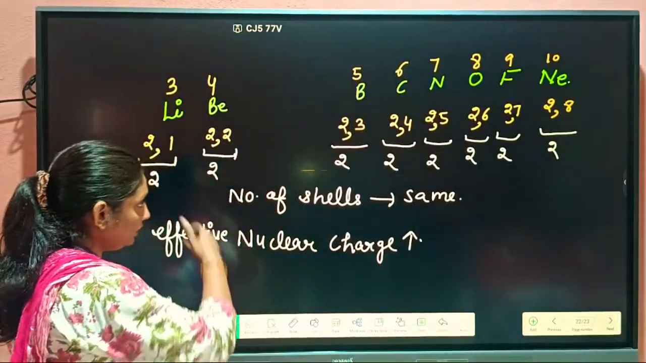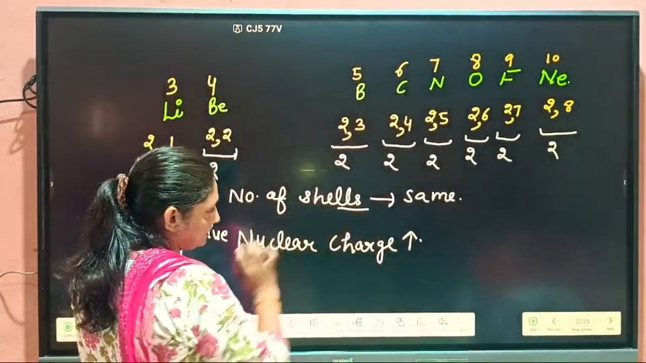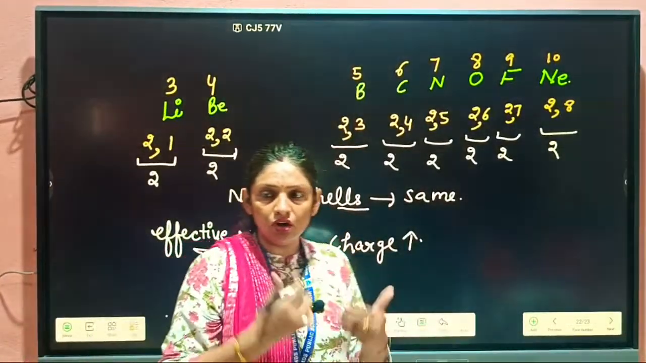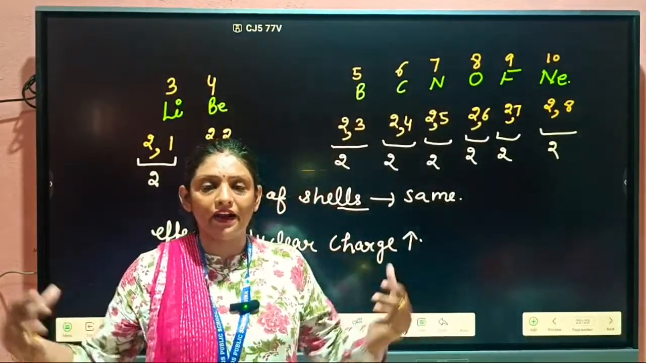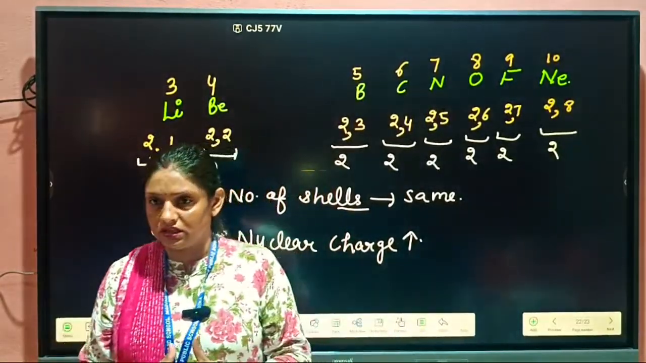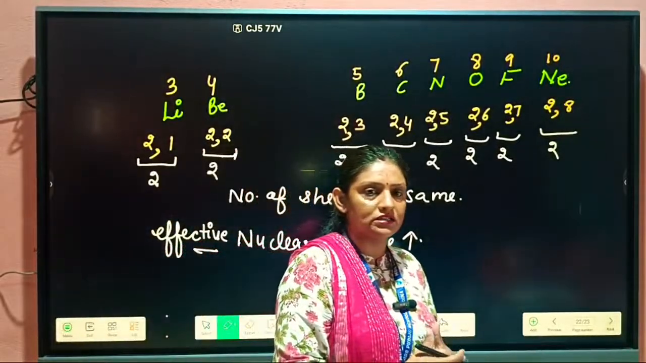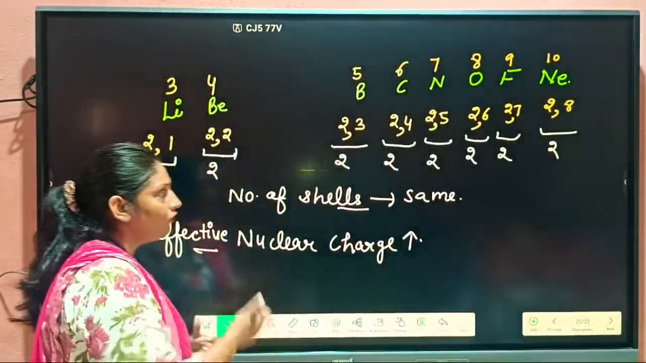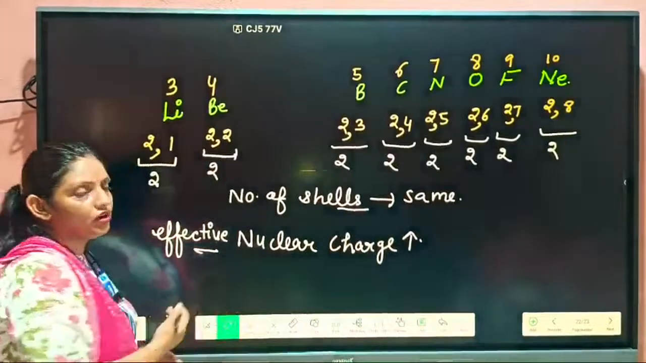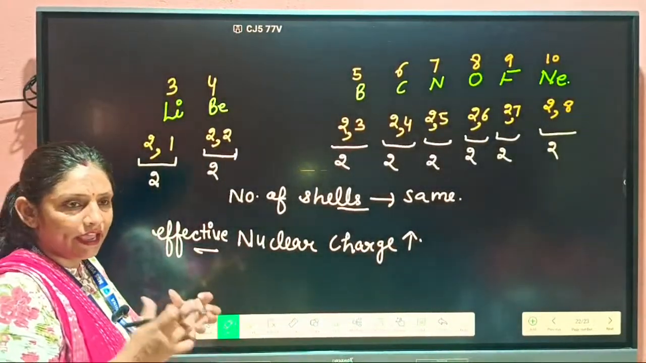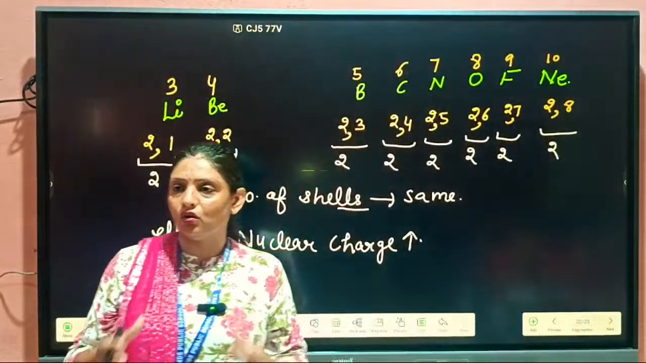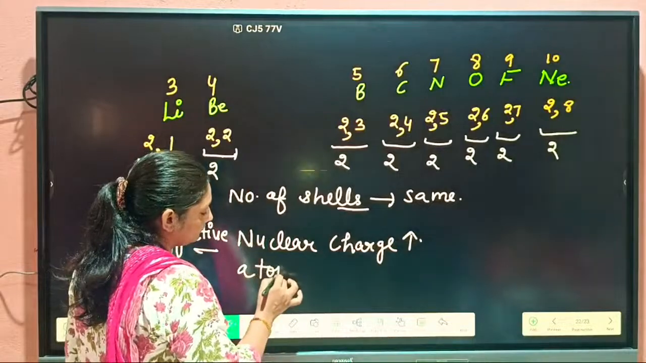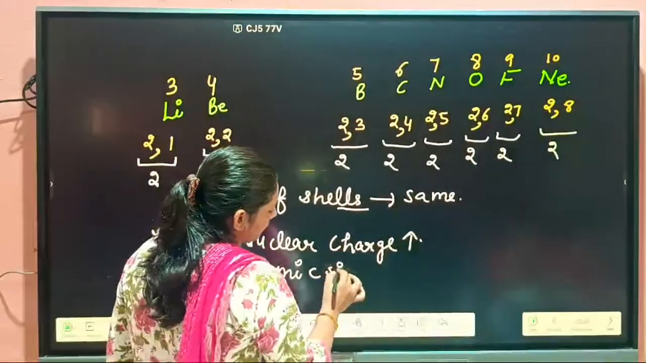So in a period, the number of shells is the same, but the effective nuclear charge, meaning the charge on the nucleus which is attracting the electrons towards itself, is known as the effective nuclear charge. So when we move from left to right, the effective nuclear charge increases. So it has more tendency to attract the electrons towards itself, and atomic size decreases.